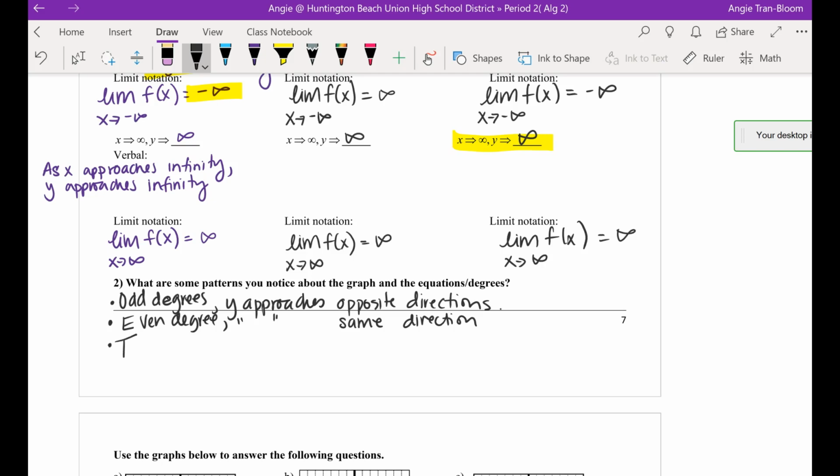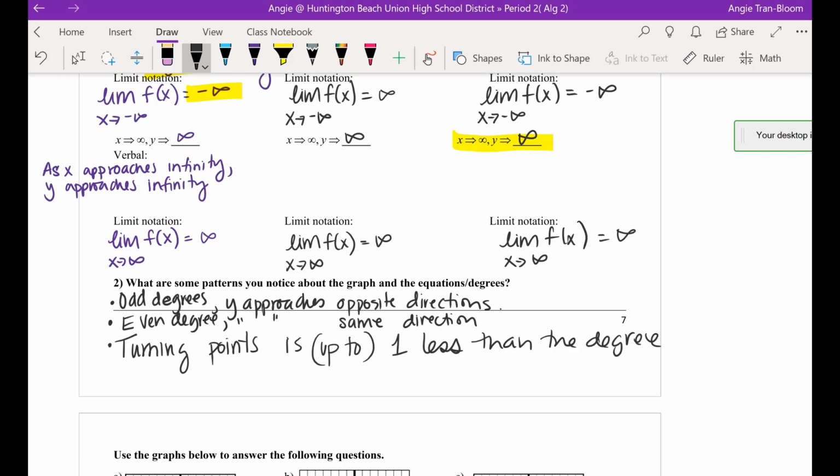So turning points is up to, not exactly, it just has to be up to. Up to what? 1 less than the degree, okay? 1 less than the degree. We're spelling it out.